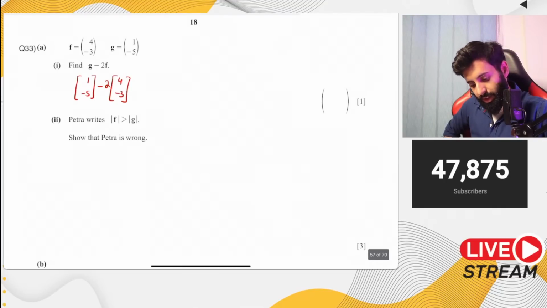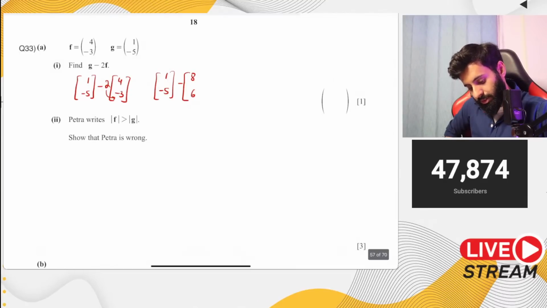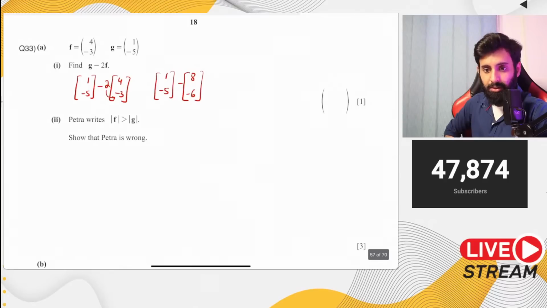So here we have 1 minus 5, and from it we're subtracting what? We're subtracting 8. So don't make the mistake of multiplying the components by minus. Just keep the minus sign in between intact. Just multiply the components by 2 and then subtract. So 8 and minus 6. Okay, so figure this out.